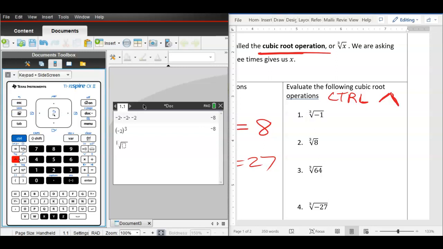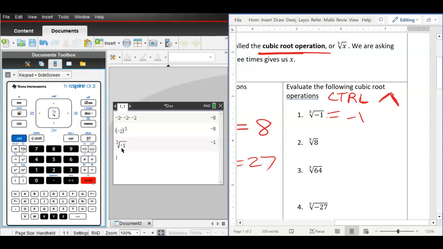Cube root of negative 1 gives me negative 1. That should make sense because negative 1 times negative 1 is a positive 1, times another negative 1 gives you negative 1. Okay, so that works out. What about cube root of 8?